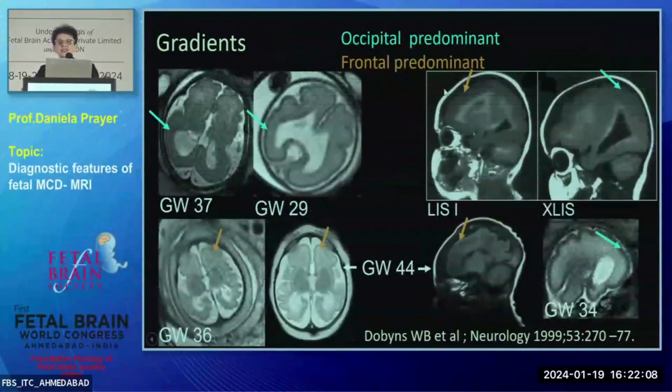That the changes are either frontally or occipitally predominant, or even a temporal gradient is known. And you see here different cases, gestation week 37, there is an occipital dominant lissencephaly, as in this case too, and in this case in 36 gestational weeks and later postnatally, you see the gradient, the changes are frontally pronounced.